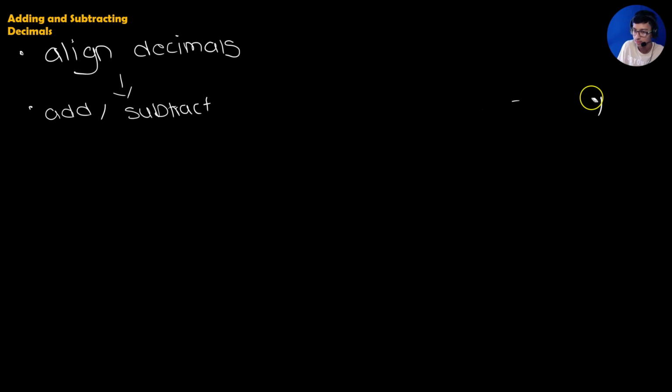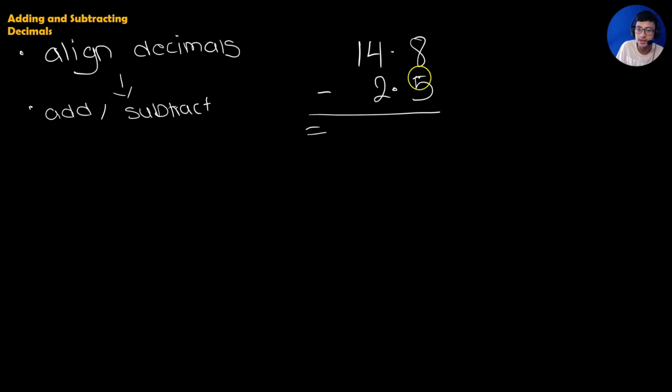Let's try another one. So 14.8 minus 2.5. What we will do is simply align them together, point under point. 8 minus 5, 3. We align the decimal places, and the decimal comes here. We add it. 4 minus 2, 2. 1 minus 0, 1. So our answer is 12.3.